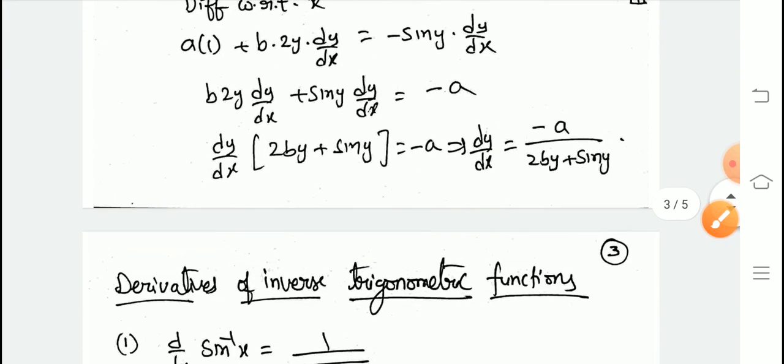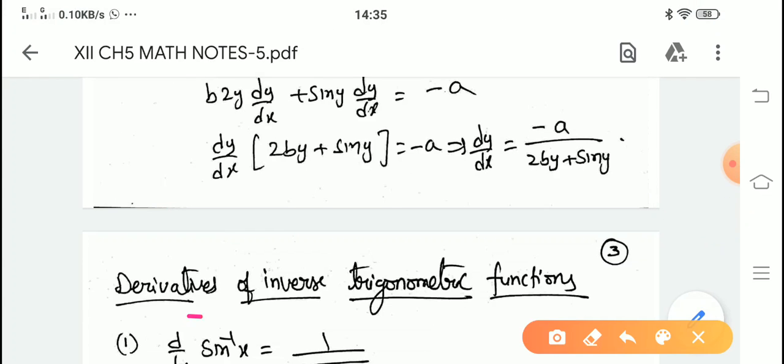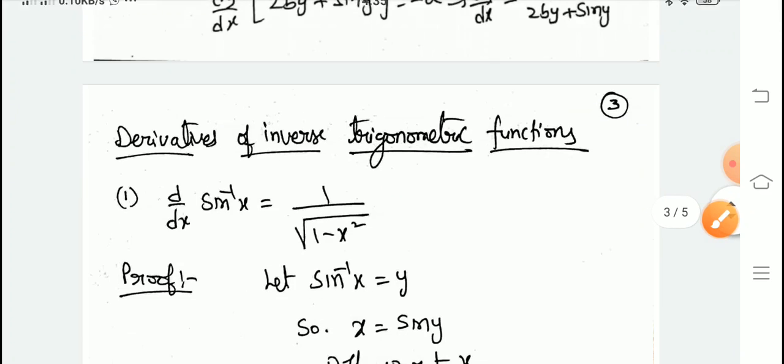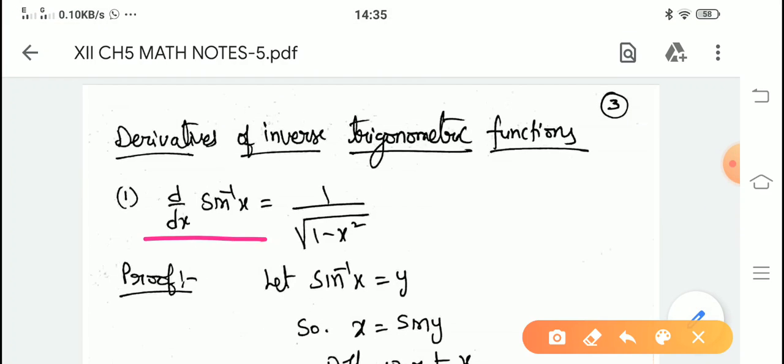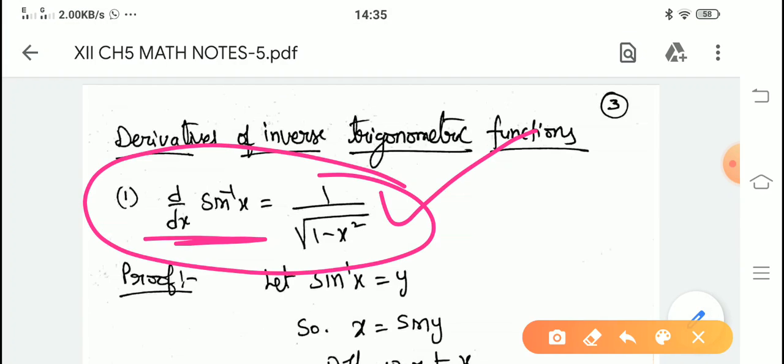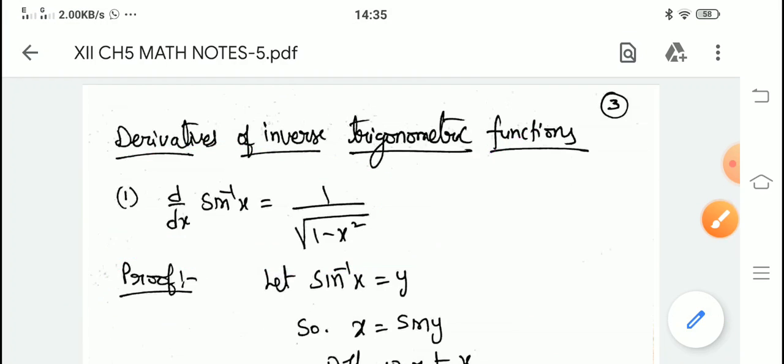Now, the next thing is a very important concept, which is the derivative of an inverse trigonometric function. What is the derivative of an inverse trigonometric function? For example, d by dx of sin inverse x is 1 by root over 1 minus x square. It is a formula. I need to prove how it is. Look at the proof very carefully. How we got it like this, see.